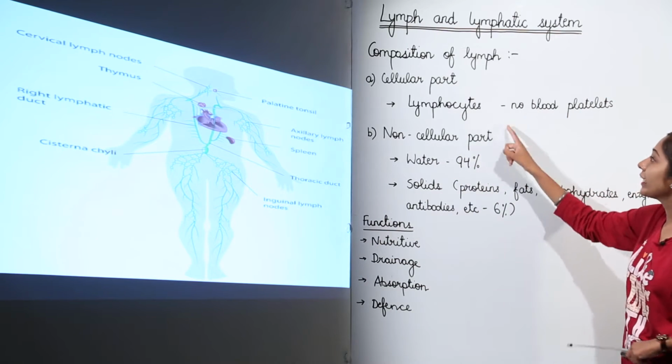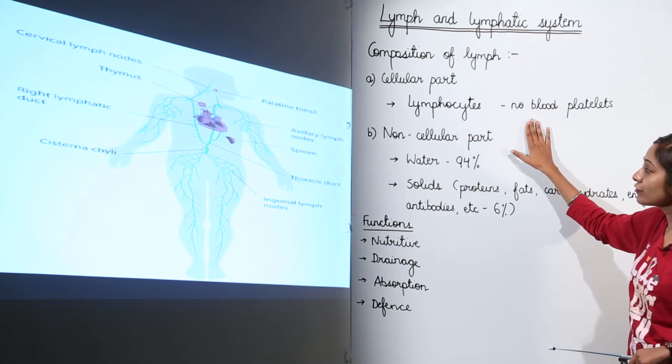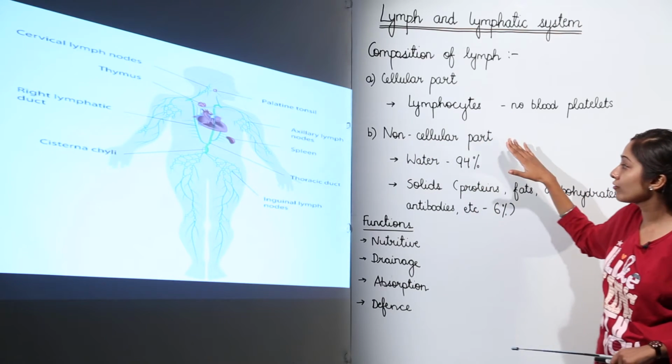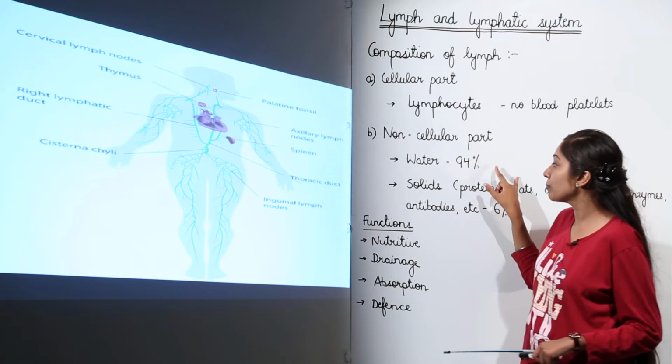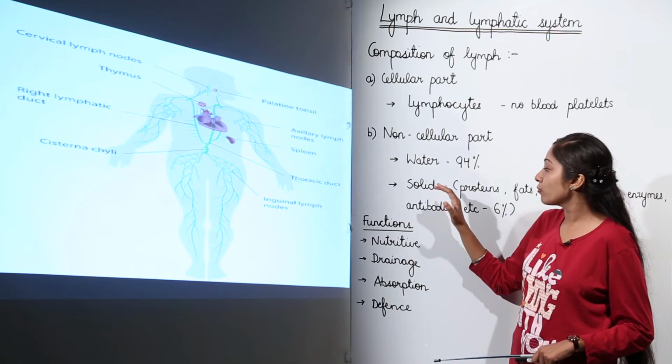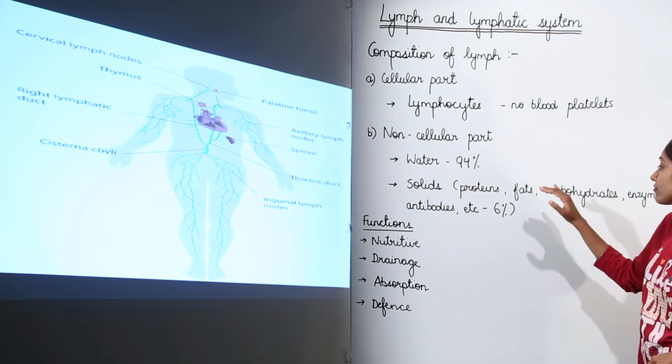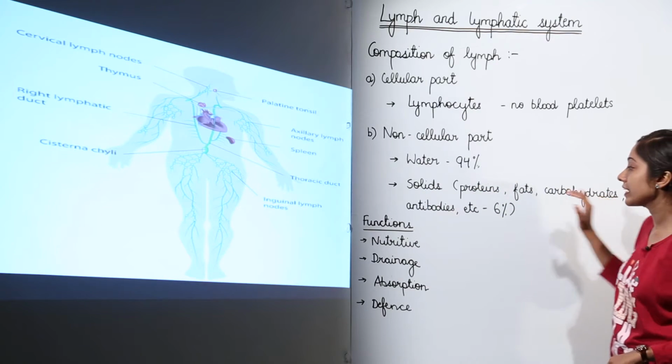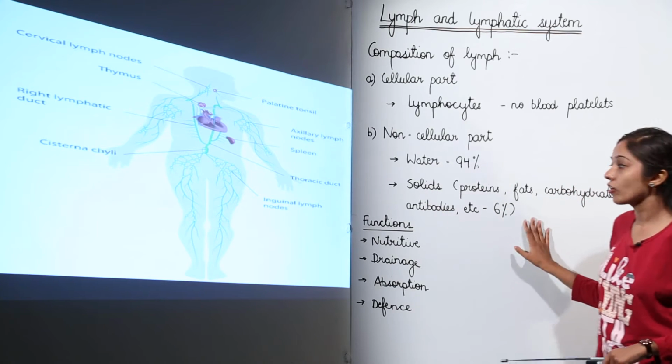There are no blood platelets in the lymph. And if you talk about the non-cellular part of lymph, then mainly it is 94% water and it is composed of solids such as proteins, fats, carbohydrates, enzymes, antibodies, which form 6% of it.